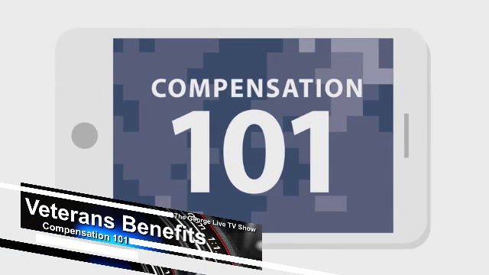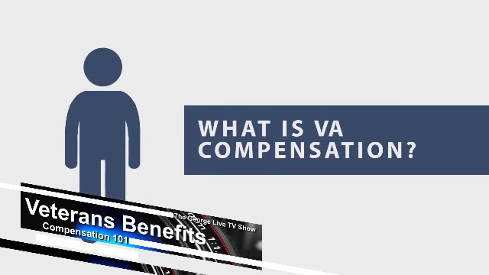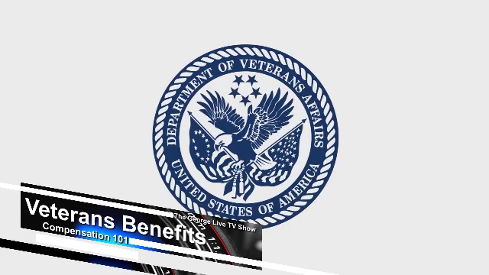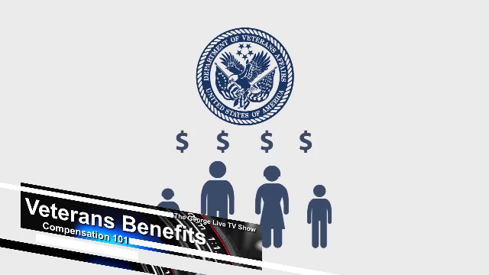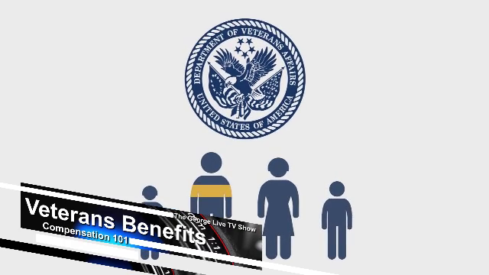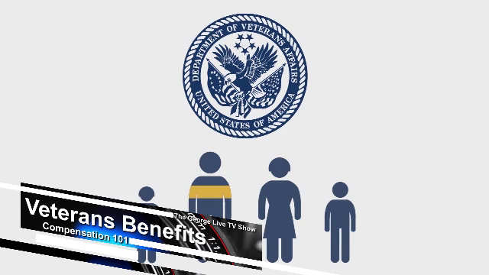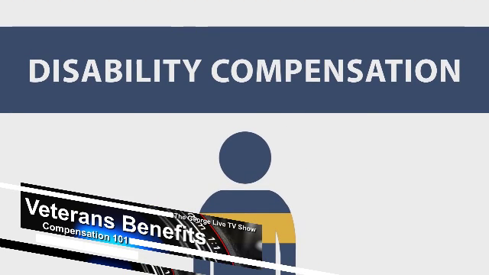When considering filing a claim for VA compensation, there are a few things to keep in mind. First, it's helpful to know what VA compensation is. Compensation is a monthly payment made by VA to a veteran or eligible family member because of a service-connected disability. There are various types of VA compensation, but let's begin with a look at disability compensation.